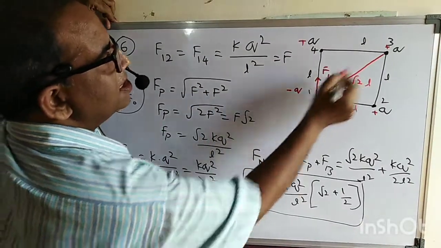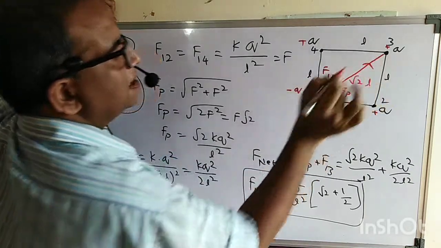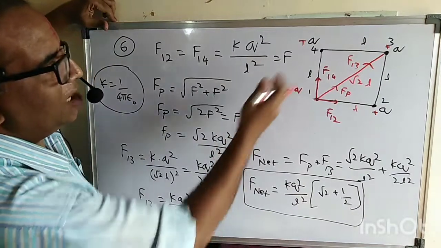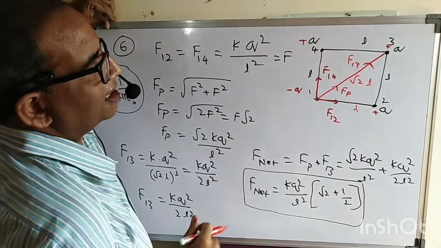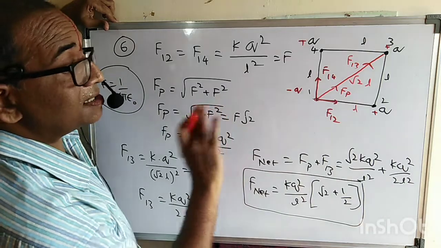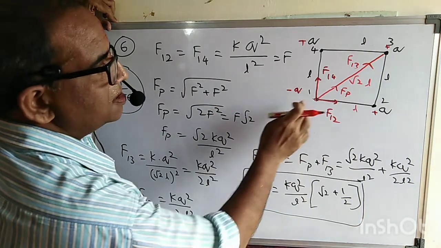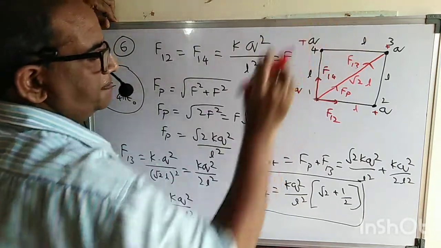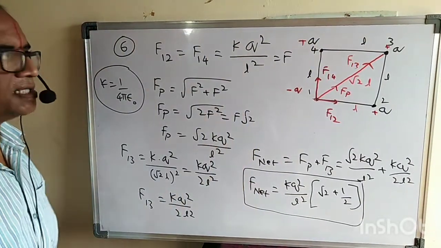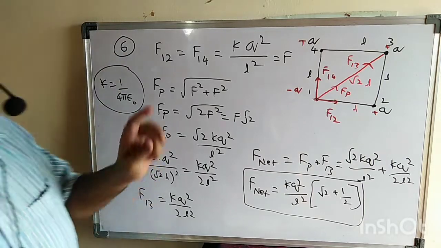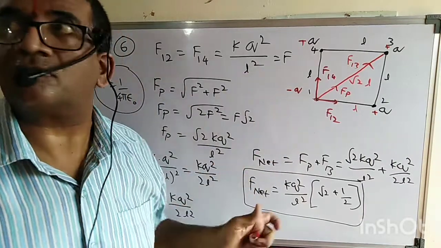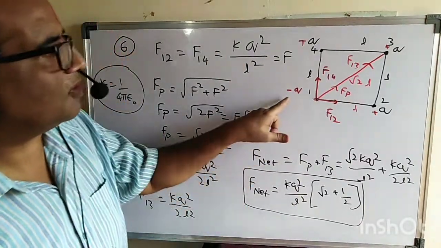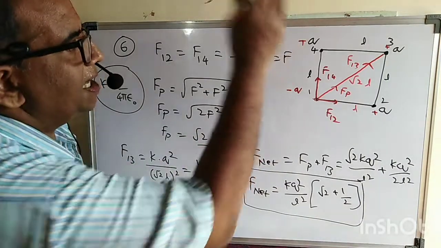And here this is negative, this is positive, so again F13 is acting in the other direction. So again you get F net as FP plus F13. Again you get the same answer, but what is the direction now? In the 5th problem you got it outside, now it is inside. That is the difference. In the 6th problem, if one of the charges is negative, the force is the same but in the inward direction.